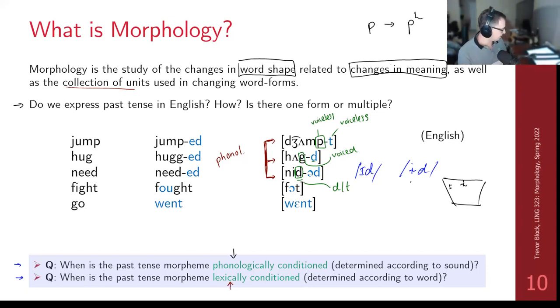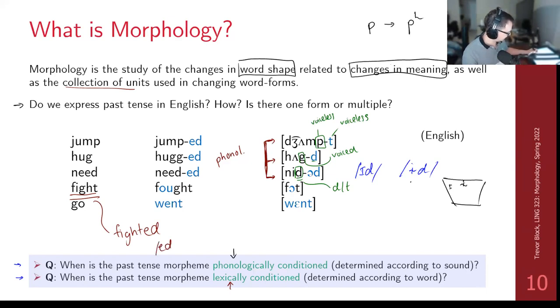There's also cases of what's called lexical conditioning. And this just means that the morphological process is on a word by word basis. So these are sort of the exceptions or irregular words that we would say casually in English. So for example, if we think about a word like fight, if this followed the rules of everything else, like jumped, hugged, and needed, we would get the word fighted.